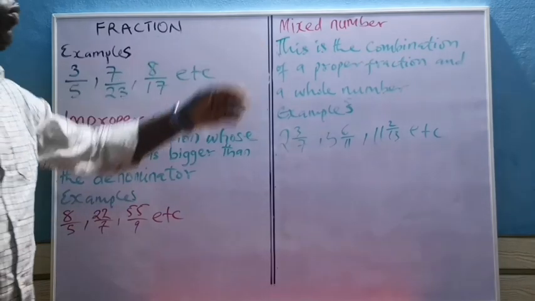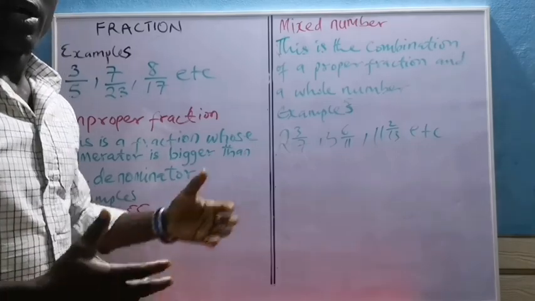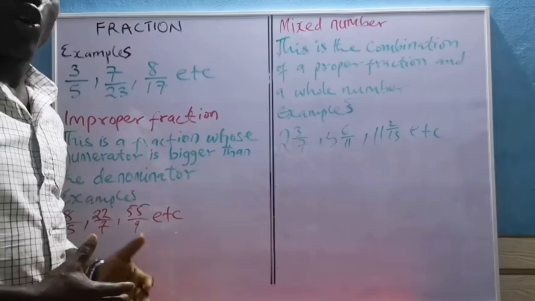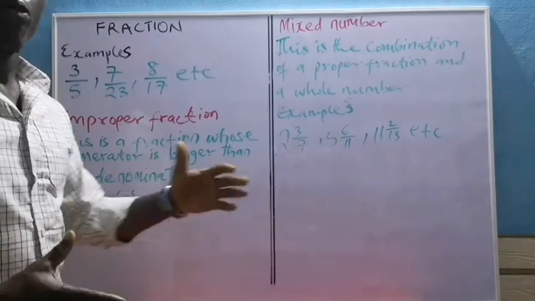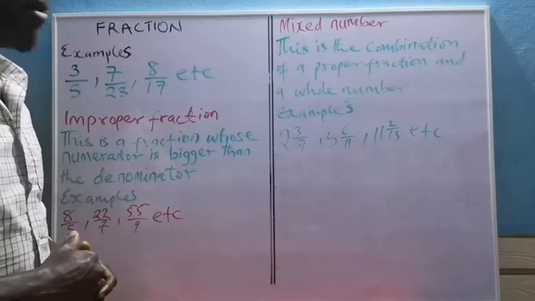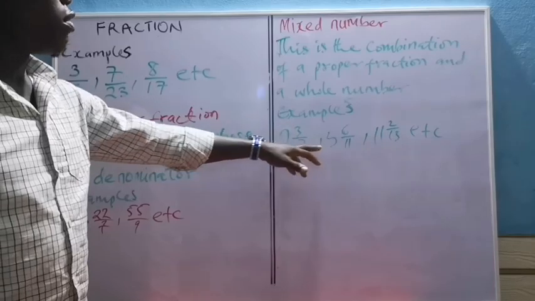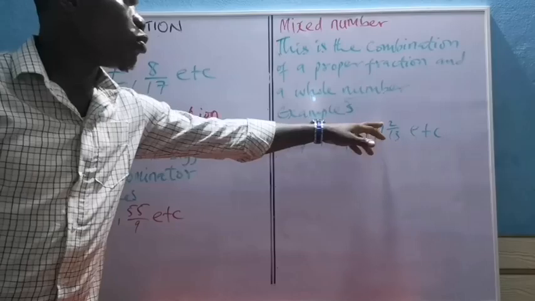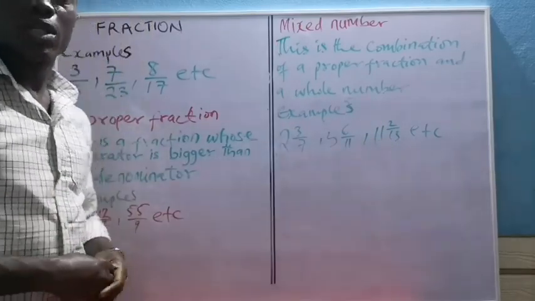Now, the one we call mixed number is actually the combination of a fraction, and the fraction will be proper fraction, the combination of proper fraction and the whole number. So when you see proper fraction and the whole number together, it is called mixed number. Example: 2 whole number, 3 all over 7, 5 whole number, 6 all over 11, 11 whole number, 2 all over 13. All these are examples of mixed number.